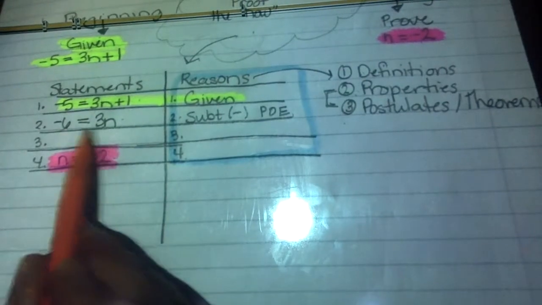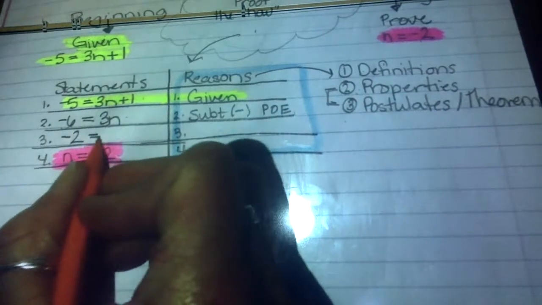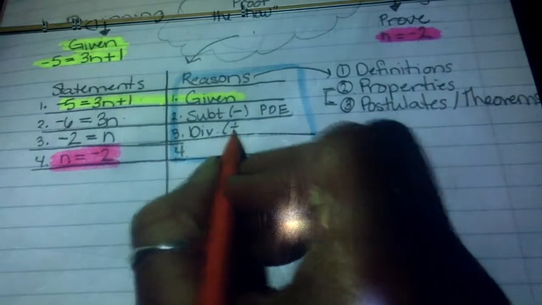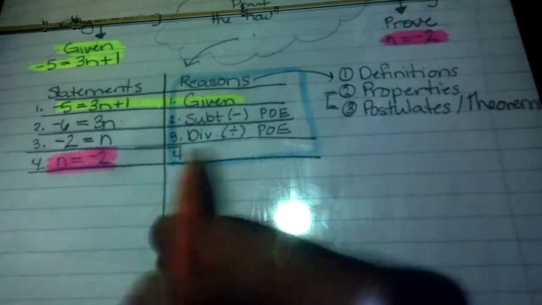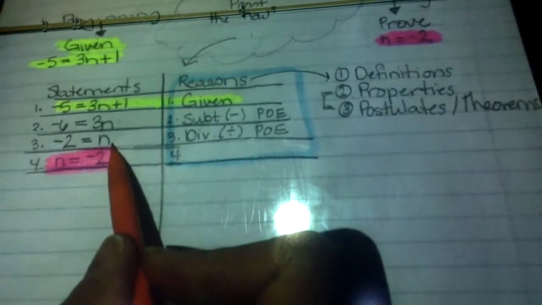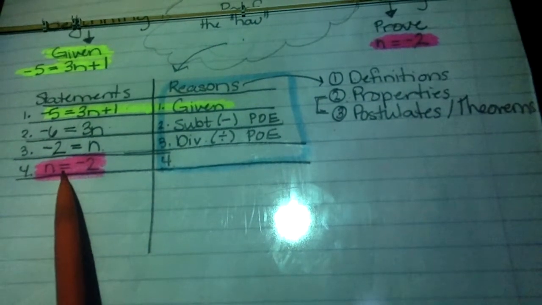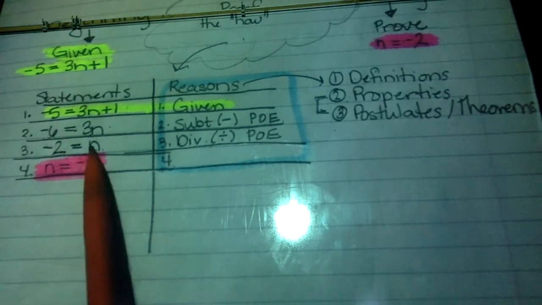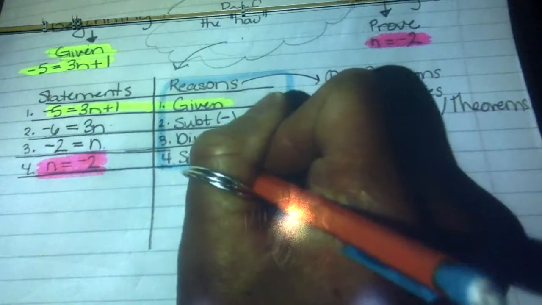What would I do next to solve for my variable? 5/3. Good. So division, property of equality. And then I would stop if this was an Algebra 1 class, because I know the value is -2. But my proof is specific to n is first. N is equal to -2, not -2 equals n. So what property allows me to go from 3 to 4? Yep, the symmetric.